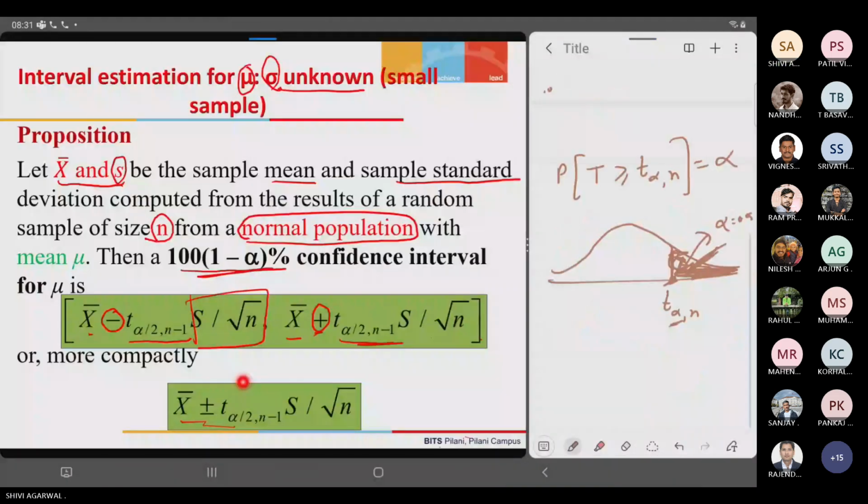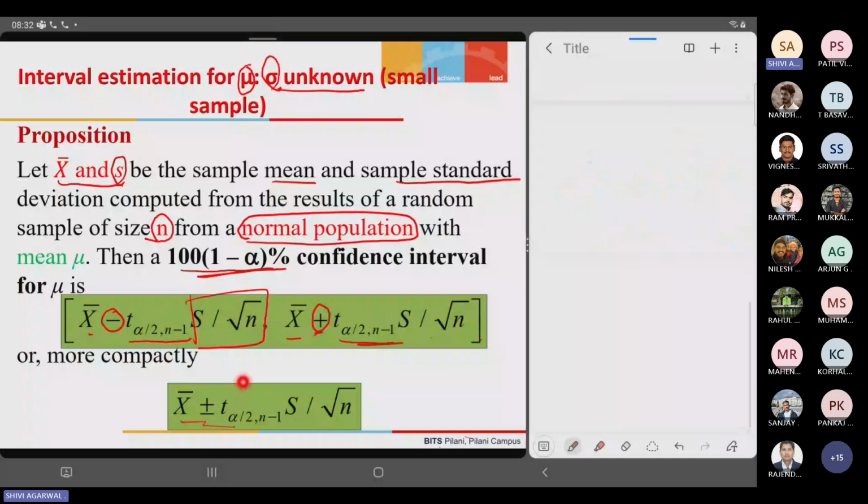So this is the t distribution. Any query? So we have done two types of interval: x bar plus or minus z alpha by 2 sigma upon root n, and next x bar plus or minus T alpha by 2, in which there is also a parameter, the degree of freedom, n minus 1, times s upon root n. Correct?